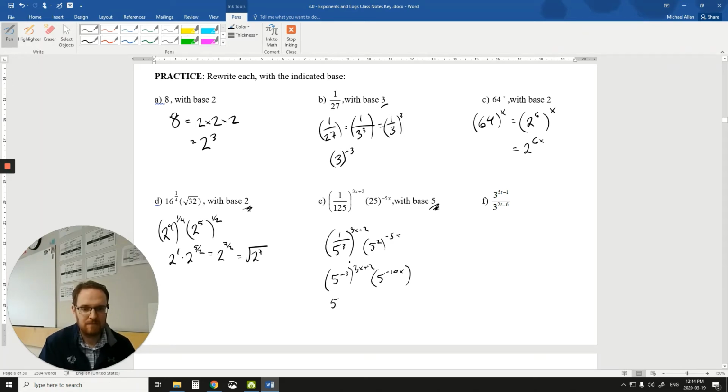Remember when you do power to the power, you're going to multiply these, and this is technically a binomial. So you're going to do the whole distributive property here. And we're going to get 5 to the power of negative 9x minus 6. And then this is 5 to the power of negative 10x. Because now they have the same base, we can add their exponents. So when I add my exponents together, I get 5 to the power of negative 19x minus 6, because they're both negative, so when I add them, it ends up being more negative. Okay, there's my nice base 5. Can't really do too much more with that.